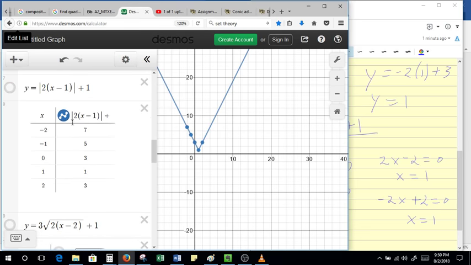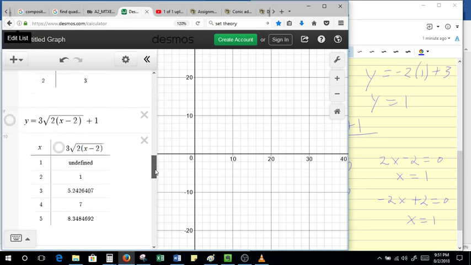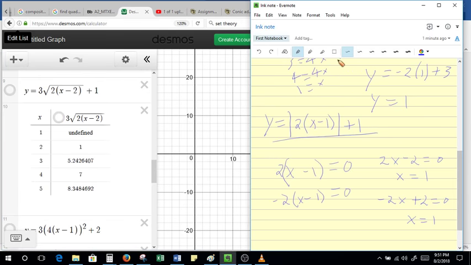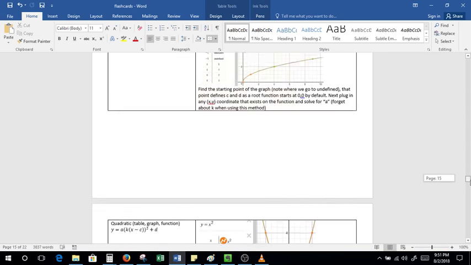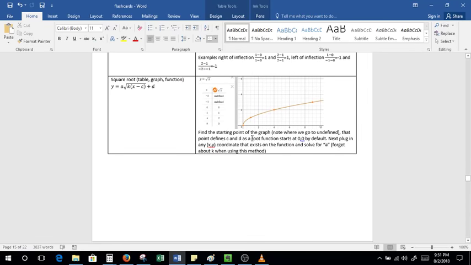And with that said, we can continue on to the next function, which is roots. So if we go back to our study guide, square root function. Find the starting point of the graph. Note where we go undefined in a table. That point, that starting point, is going to tell us where C and D are, as the root function starts at 0, 0 by default.